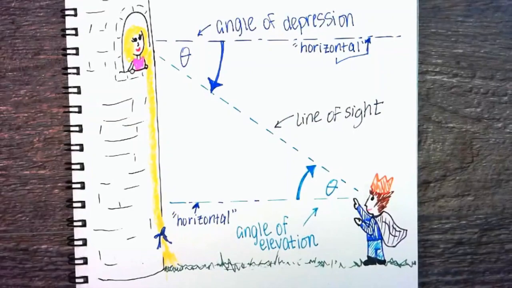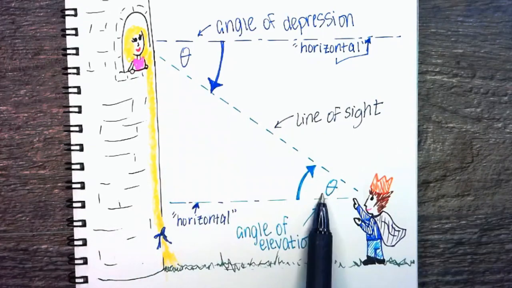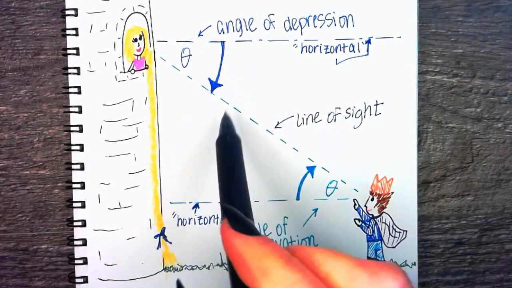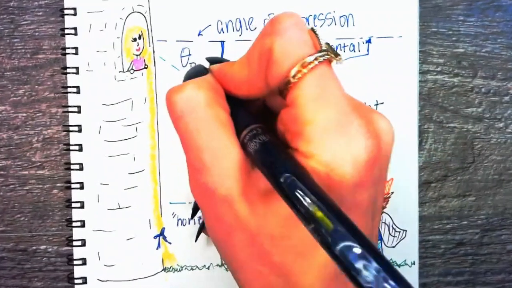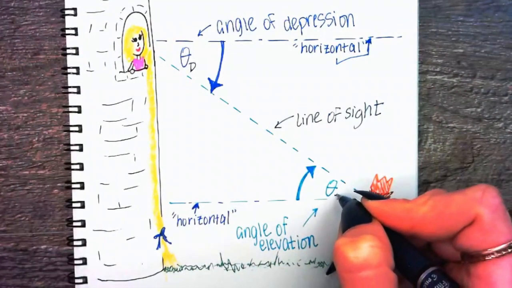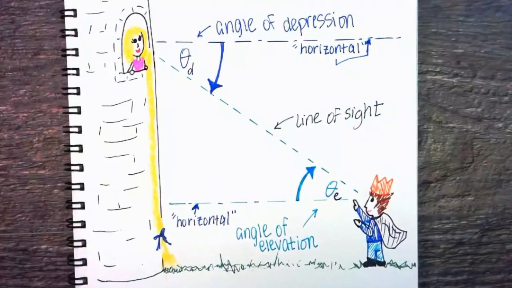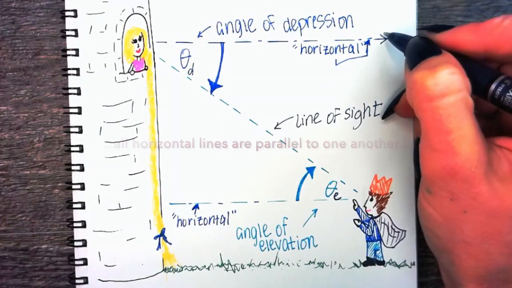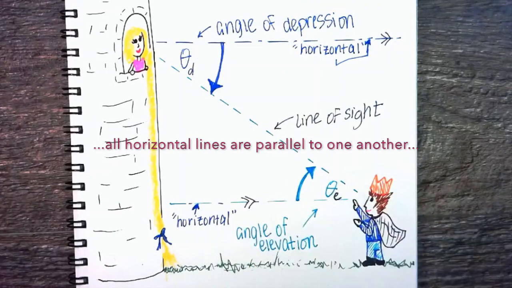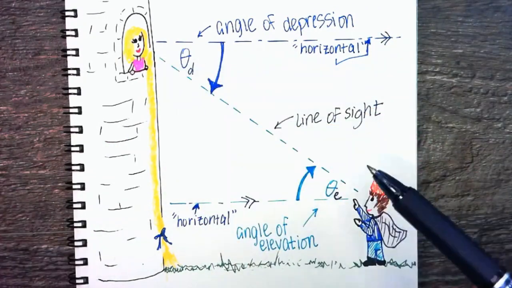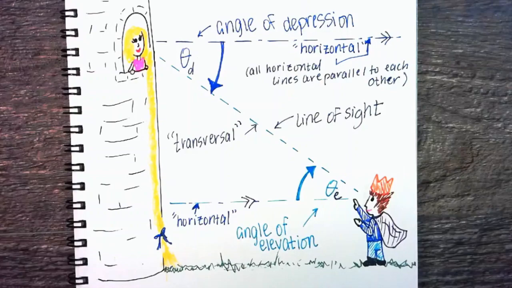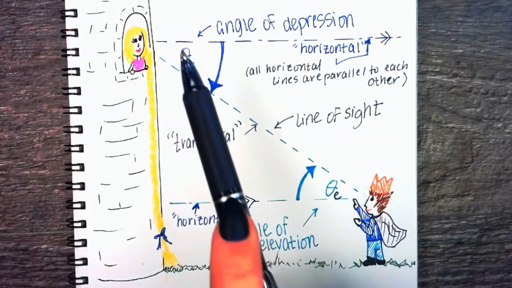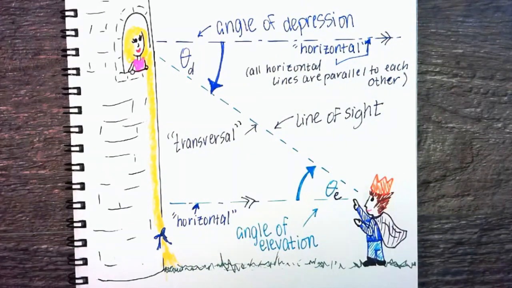Now, one more thing that we could mention is that there is a relationship between these two angles. The angle of depression, we'll call this theta sub d, and the angle of elevation, theta sub e, have a relationship. What is that relationship? Well, this horizontal line and this horizontal line are obviously parallel. That would make this line of sight a transversal. What do we know about these angles? For one, they are alternate interior angles, and alternate interior angles are congruent when the two lines are parallel.